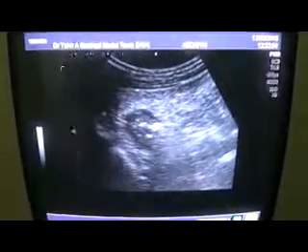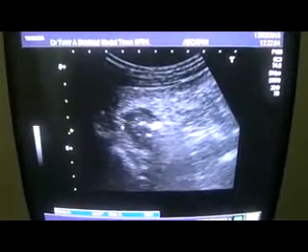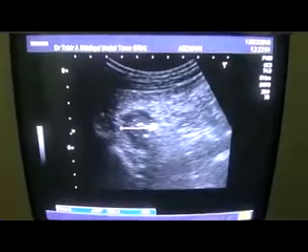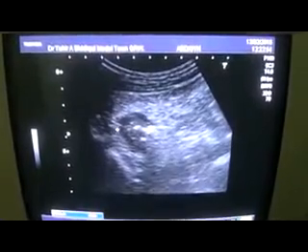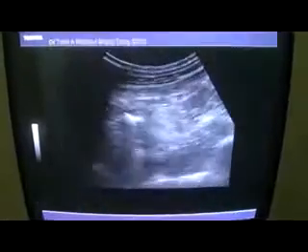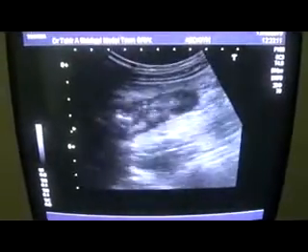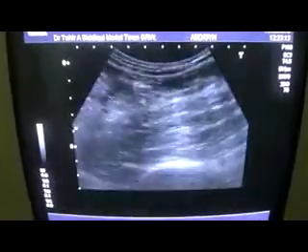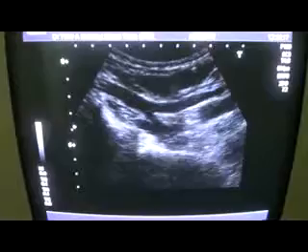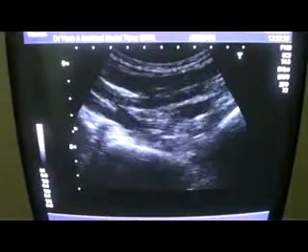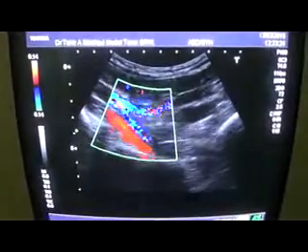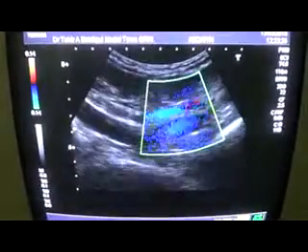and this is the transverse section, almost giving a target sign. You see, this is the transverse section of the same lesion, 2.17 centimeters. Now, another thing to see is whether there is any adjacent adenopathy. These are iliac vessels, common iliac vessels and internal iliac vessels. No adenopathy is seen in this region.